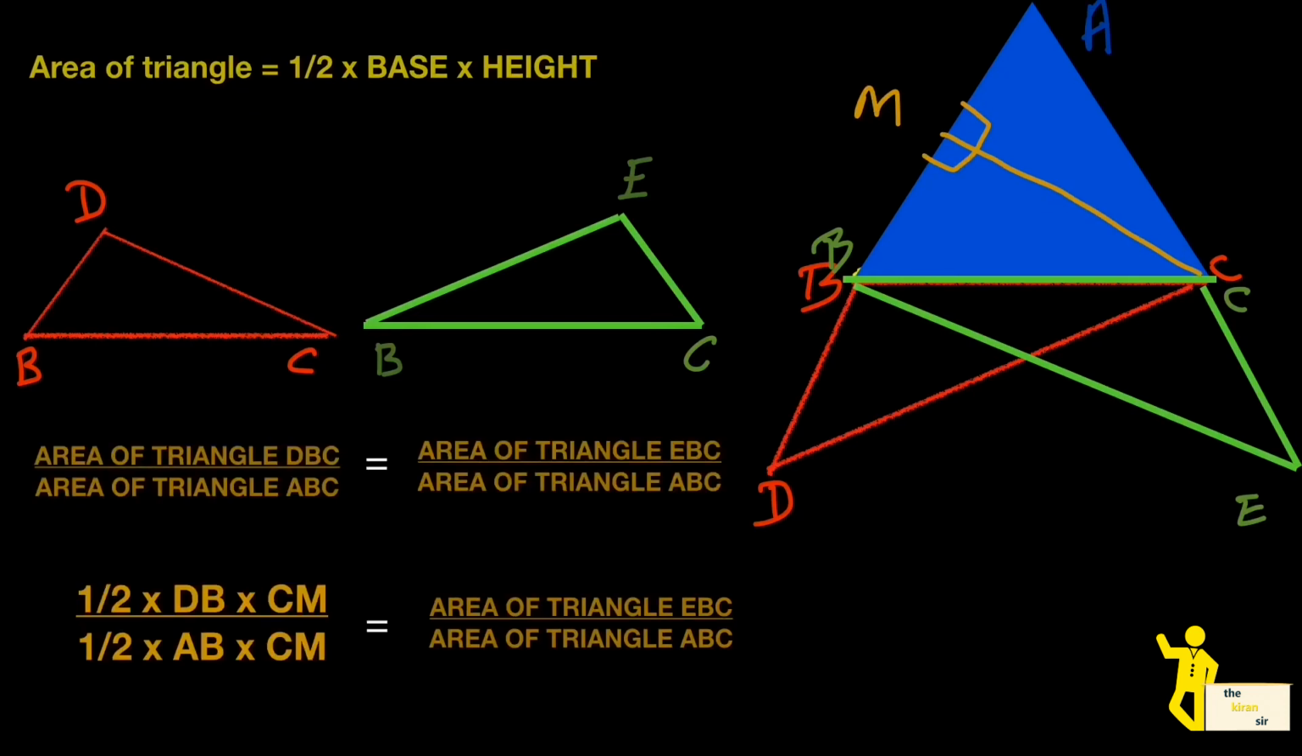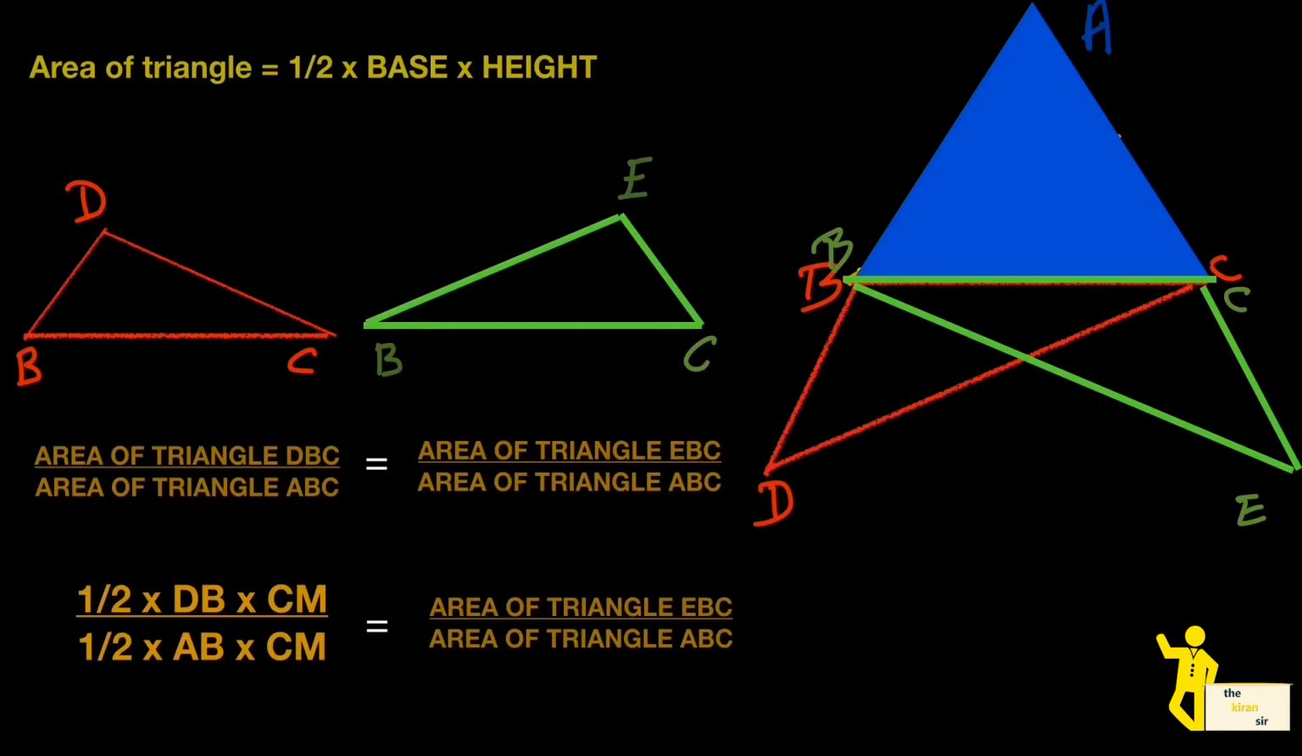So if you take the base as DB, you have to take the height as CM. Now what about area of triangle ABC? You will take the base as AB and the height will be the same, CM. We are trying to make the height of both the triangles the same so that they get cut off, and the bases are different. For the red triangle, we took the base as DB, and for the blue triangle, we took the base as AB. So we'll take different bases but the same height.